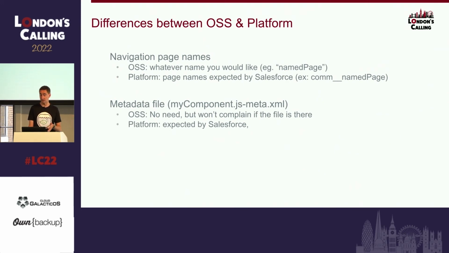The other way around is that I tried to add it on the OSS project and it just doesn't care. So I guess you can create the file and share it also with LWR on your open source project. It will just work. It just won't bother.